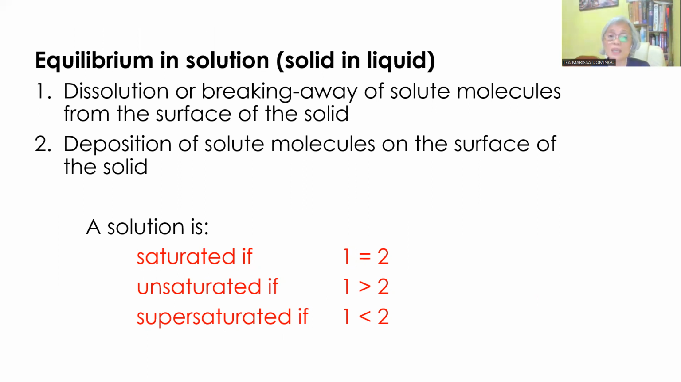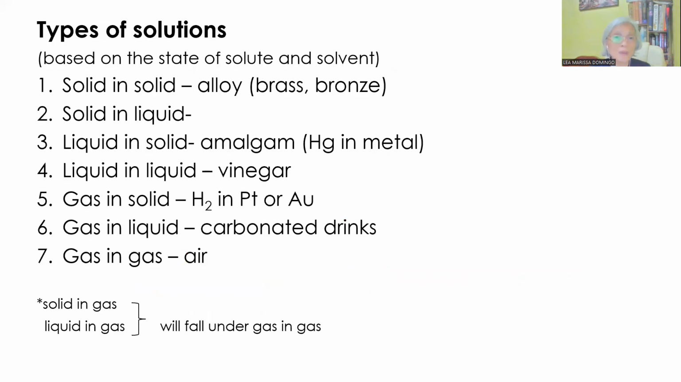So a solution is saturated if those two processes are equal. The rate of dissolution is equal to the rate of deposition. It is unsaturated if the rate of dissolution is greater than deposition, and a supersaturated solution if deposition of solute molecules on the surface of the solid is greater than the dissolution of solute molecules. Okay? Now, based on the state of solute and solvent, we have these types of solutions.